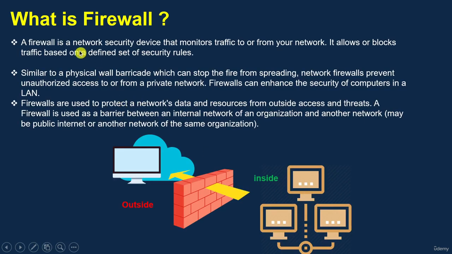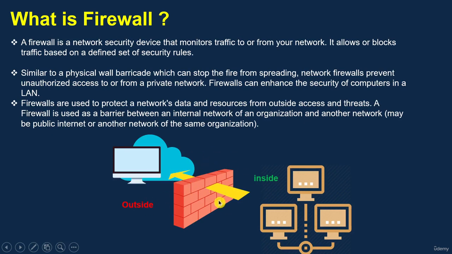Let's see what a firewall is. This is the definition: simply, a firewall is a network security device used to scan and filter incoming and outgoing network traffic, and it allows or blocks packets based on a set of predefined rules. You can see this is the firewall, this is the inside network, and this is the outside network. The outside network we can refer to as the internet. Basically, we set the firewall rules here.